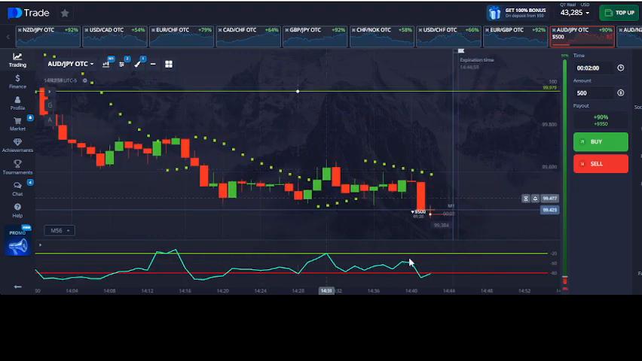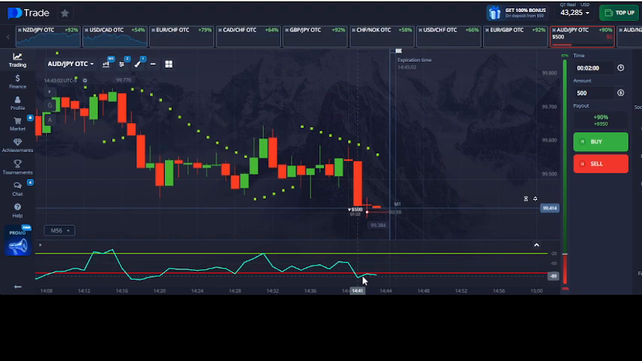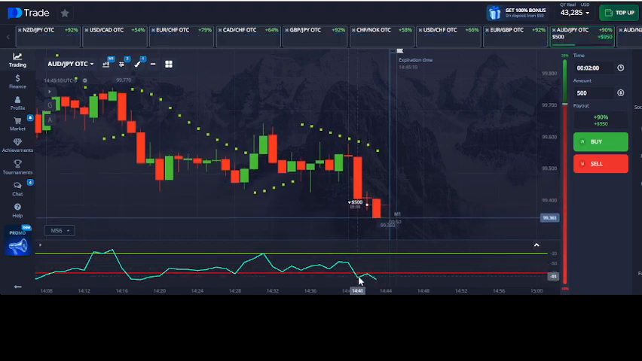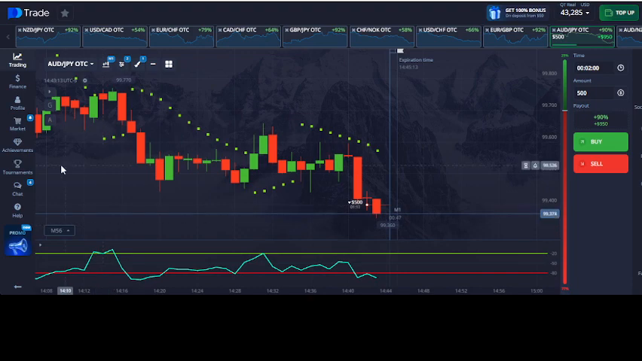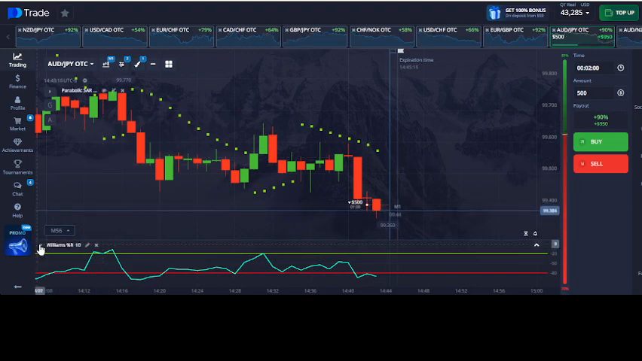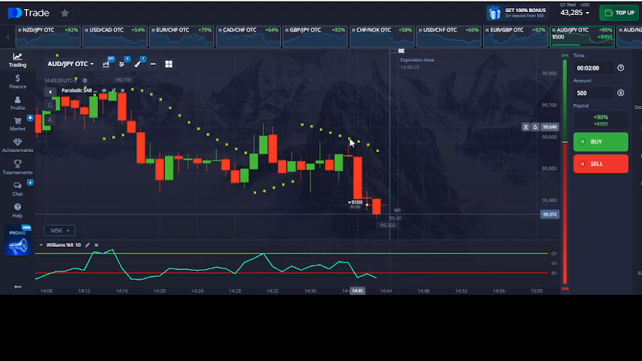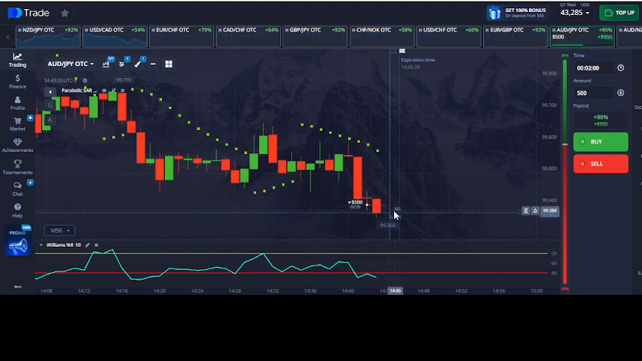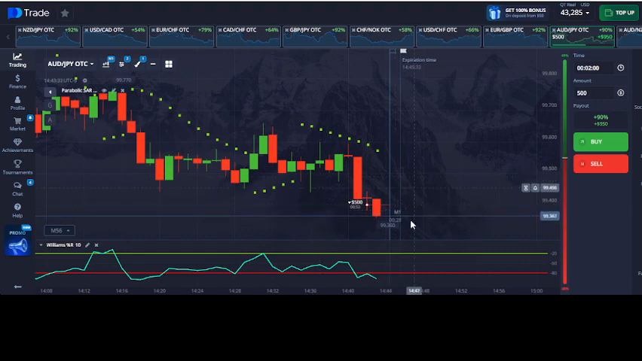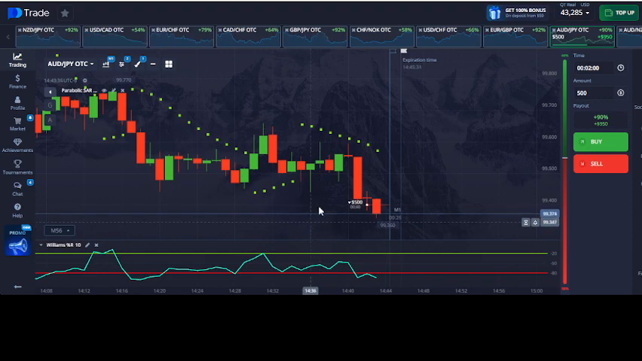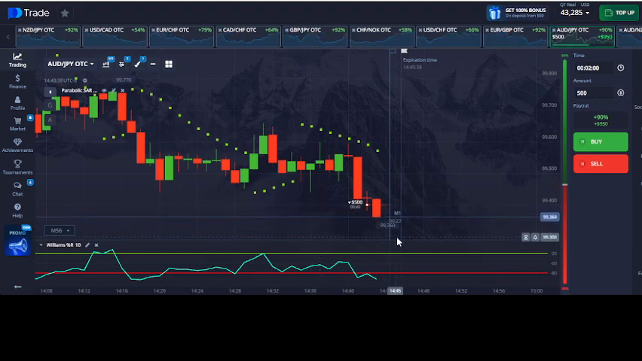In addition to that, I have the Williams percent R indicator falling below the 80 line, the red 80 line, in a downward direction here. And thirdly, the parabolic SAR dots are printing above the candlesticks here, above the candles here. So all those three confirmations suggest that there's going to be a continued bearish trend to the downside in the price of the currency.